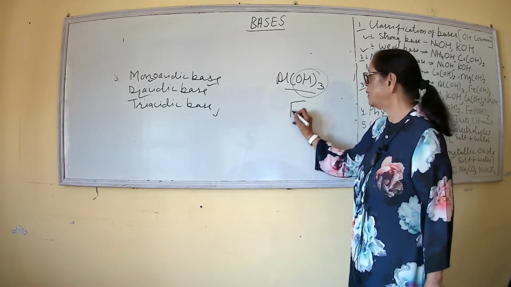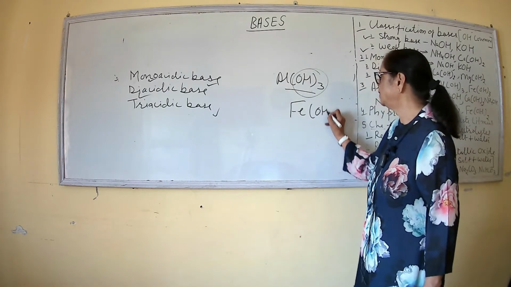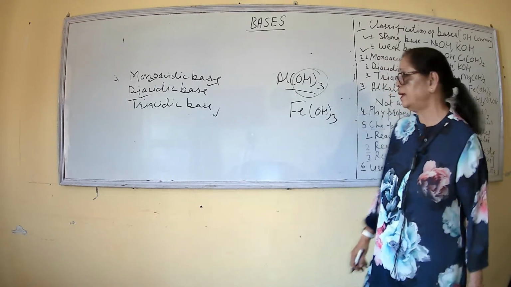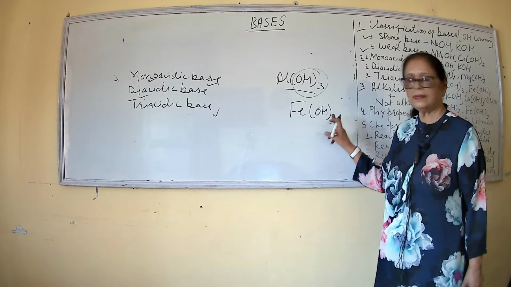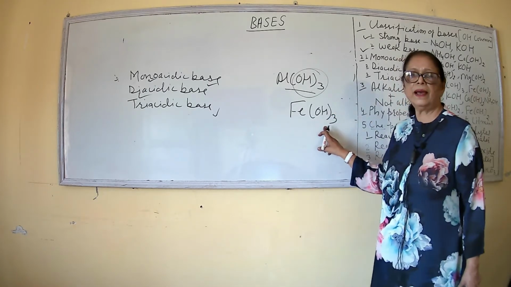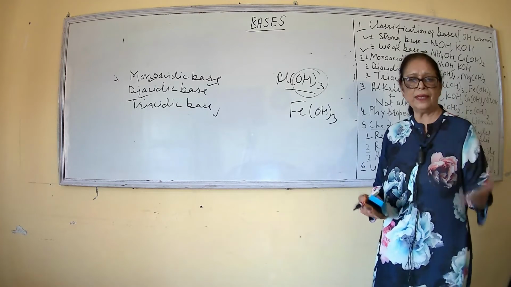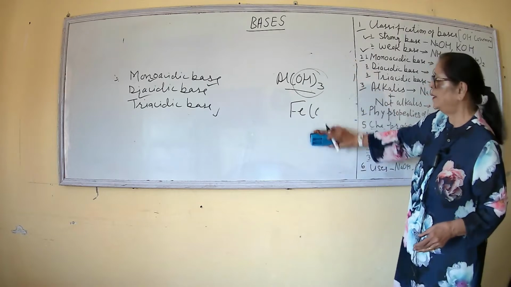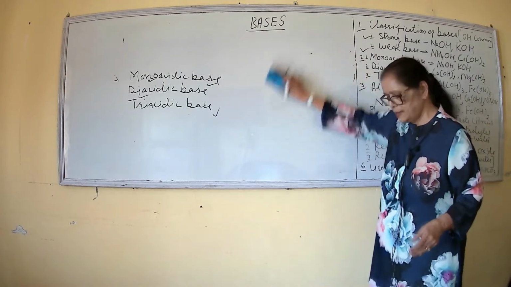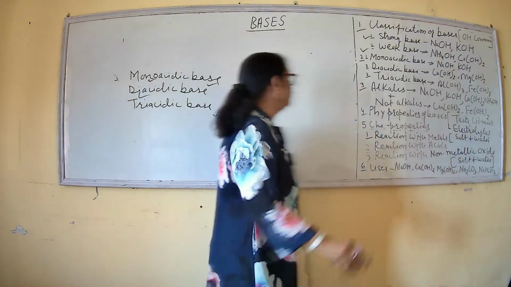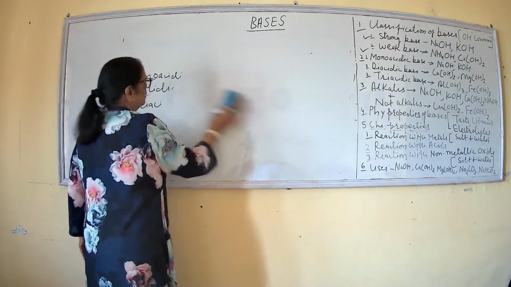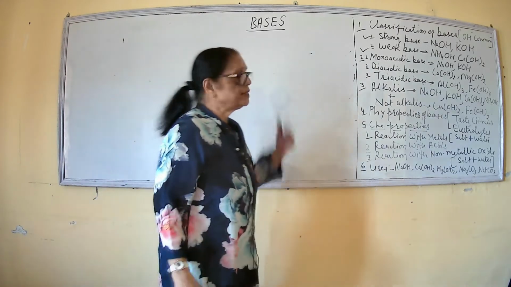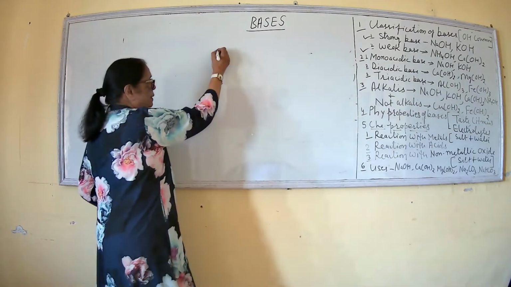We have Fe(OH)3 also. This is ferric hydroxide, and ferric hydroxide has 3 hydroxide ions in it. That is why during the ionization process, it will also release 3 hydroxide ions per molecule. So this is all about the classification of bases. And next is a term, that is alkali.